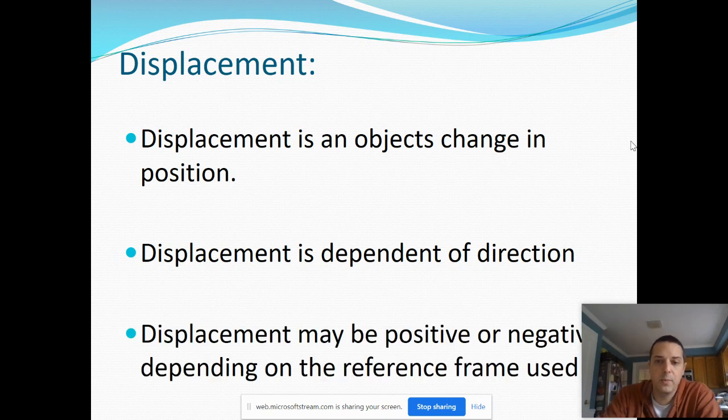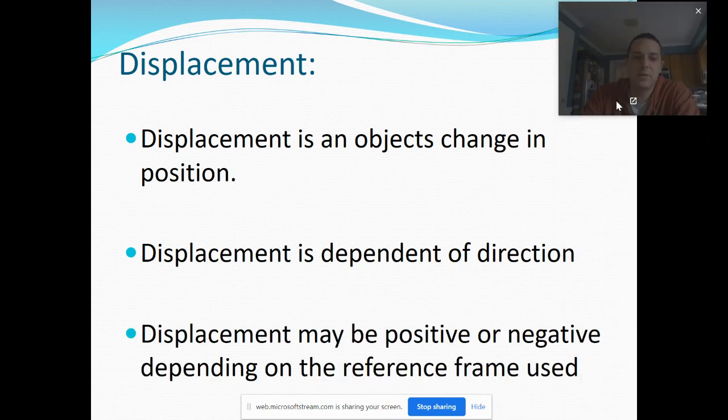Because displacement is in a direction, we can associate any displacement with a positive or negative value. For example, if left is the positive direction and you go 5 meters to the left, you're going in a positive 5 direction. If left is positive and you move to the right, you'd be moving in a negative direction. So because displacements have positive and negative values, we can use that reference frame and give them a positive or negative direction.